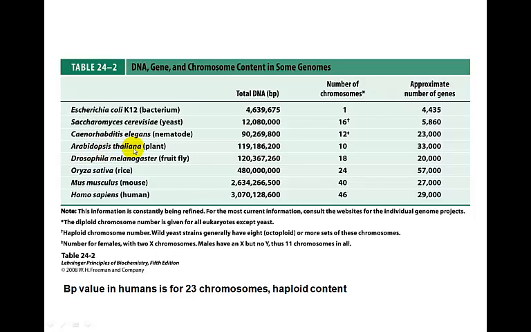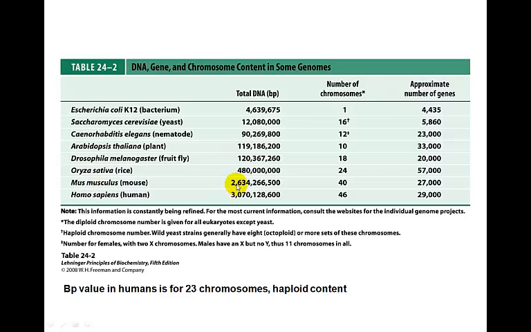Arabidopsis, which is a plant, 1.2 times 10 to the 8th base pairs, 10 chromosomes, 33,000 genes. Drosophila, your common fruit fly, 1.2 times 10 to the 8th base pairs, 18 chromosomes, 20,000 genes. Rice, 4.8 times 10 to the 8th base pairs, 24 chromosomes, 57,000 different genes. These are different coding sequences for different gene products.